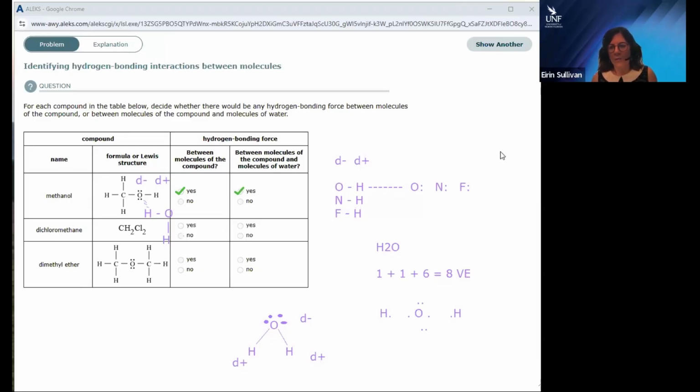Okay, so dichloromethane, oh, it didn't draw the Lewis structure for us, so I guess we're going to have to go fish. So CH2Cl2, great time to practice your Lewis structures. So carbon has got 4 valence electrons, each hydrogen has got 1 valence electron, and each chlorine, oh, need a bracket, has got 7 valence electrons. So that's going to give you a total of 20 valence electrons.